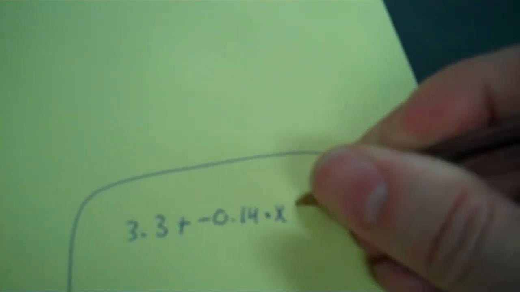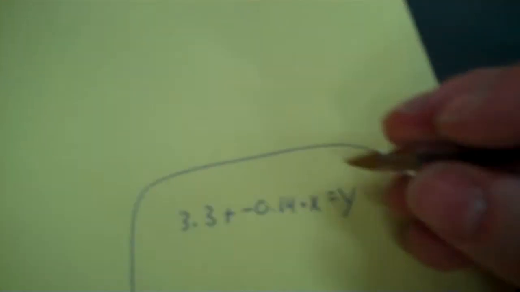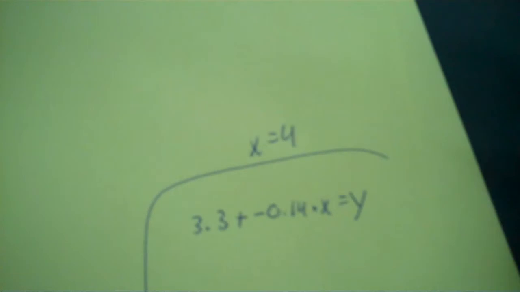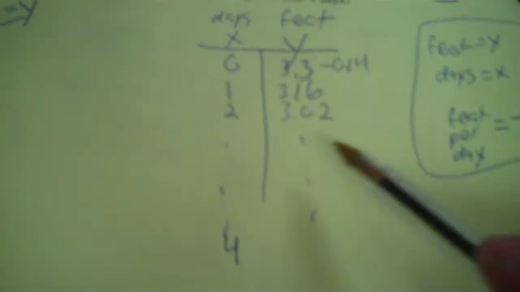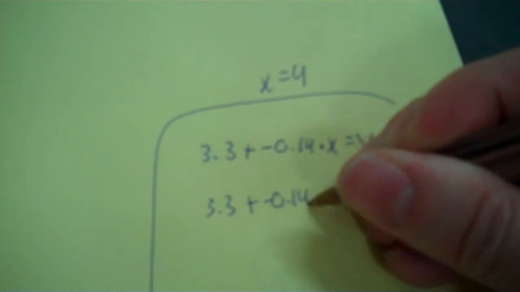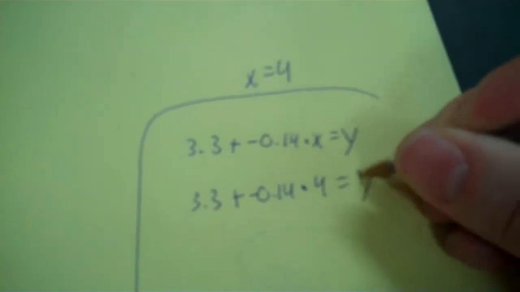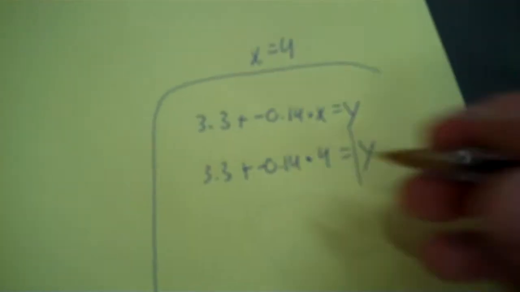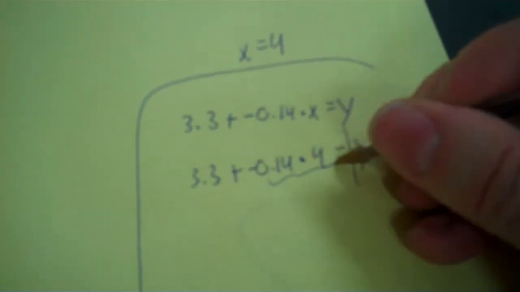But now I have a problem to solve with the equation. 4 days, put 4 under the X, and now you're going to put 4 in for the X, okay? Now it goes under the X because it's days. Days is the X column. We're not going to put anything in for Y yet, okay? We'll be solving for the Y. We'll be finding what goes there. So 3.3 plus negative 0.14 times 4 equals Y. So I got plus and I got times, so I would times first.